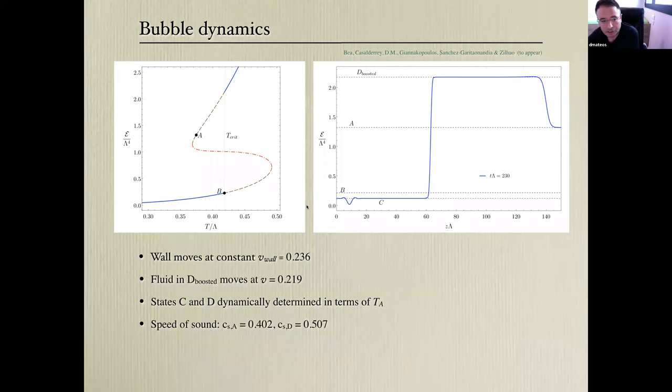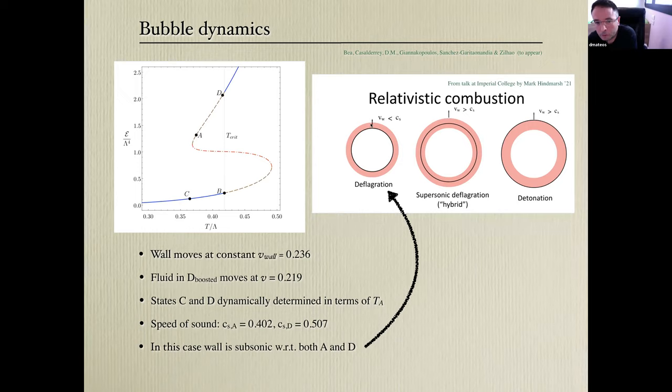Now, in this particular case, if you look at the speed of sound in A and the speed of sound in D, you see that they are both bigger than the wall velocity. So in this case, what we have is a deflagration, okay, in which the bubble wall velocity is lower than the speed of sound. And note that in this model, the speed of sound is not constant. So you need to care about the speed of sound both in A and in D, okay, which are the two regions in front of the bubble. But I want to emphasize that this is just one example. You can have different wall velocities and different speeds of sound, et cetera, as you change the parameters, as I'm going to do in a second.